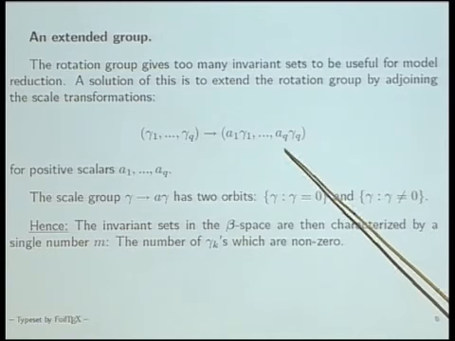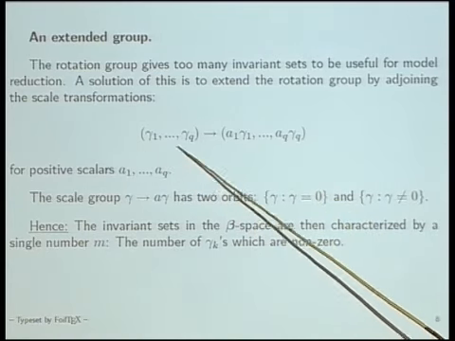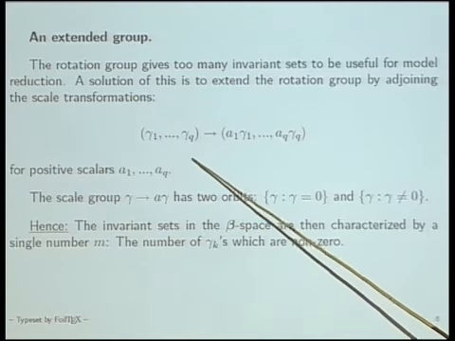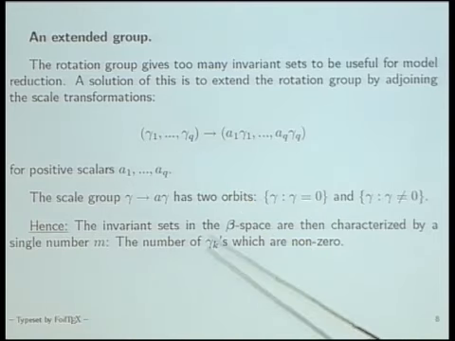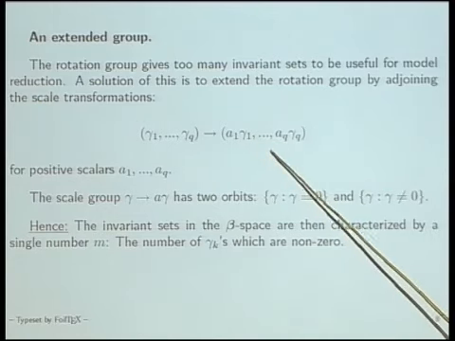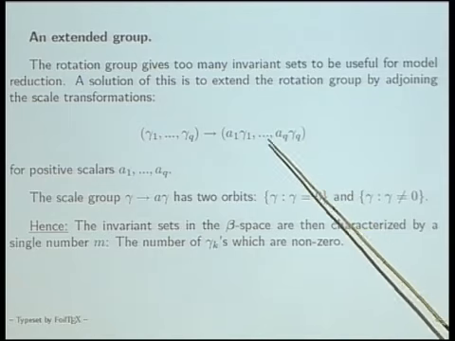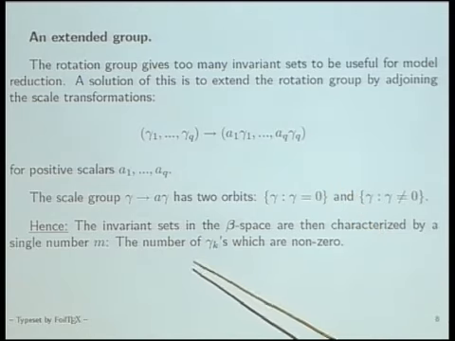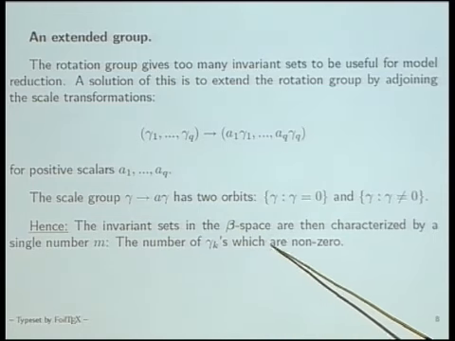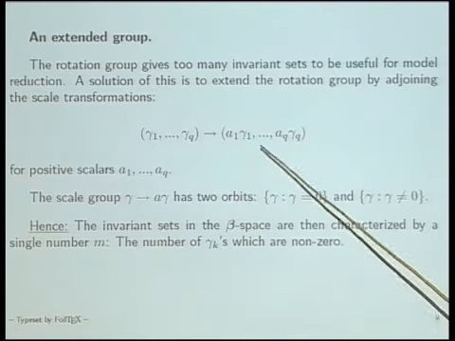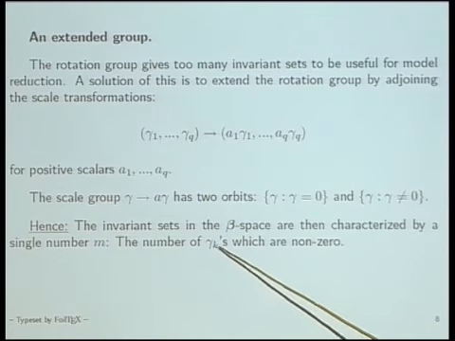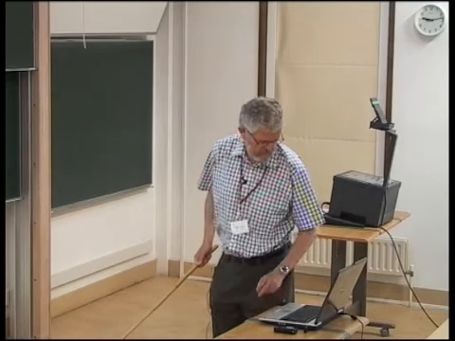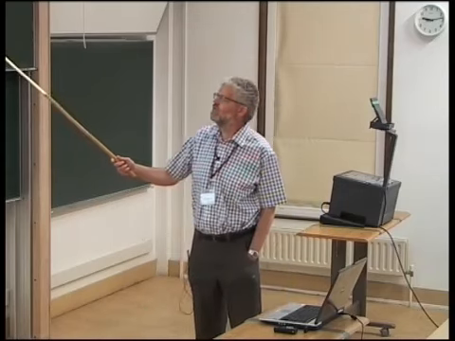And if you use the whole group here for all the reductions, and also use the fact that it's the same if we order the gammas differently, then it's not which gammas are equal to 0 that counts, it is the number of gammas that are equal to 0. So the invariant set in the beta space using this extended group, the rotation plus the scale group, is characterized by a single m, the number of gammas which are non-zero. And that leads us really to PLS.